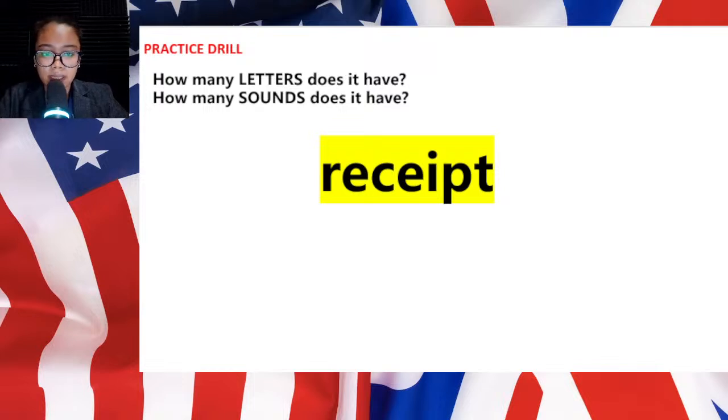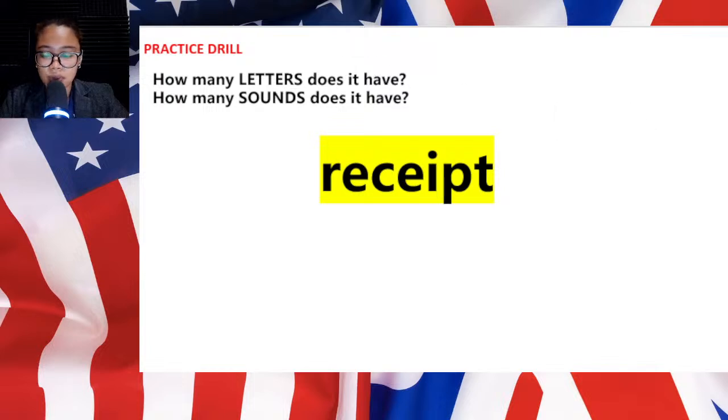So, let's break down receipt together, looking at the letters and the sounds and understanding the explanations provided on the slide. First, the word is receipt. This is actually our final word. So this is the last word, of course. Save the best for last. Our word here, the best word, is receipt.